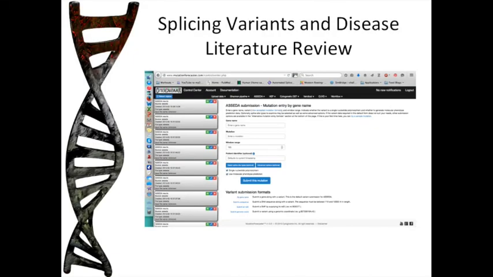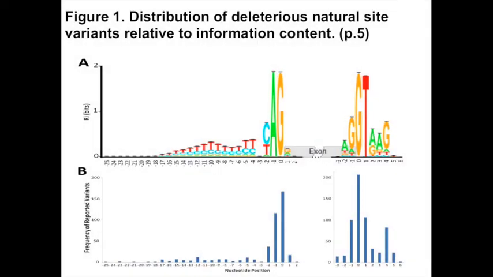Over a decade ago, our lab created an online tool, the Automated Splice Site Analysis Server, based on Shannon information theory. This tool can be used to analyze a mutation associated with virtually any disease or condition. I'm now going to go through our paper in order to get the main points across.